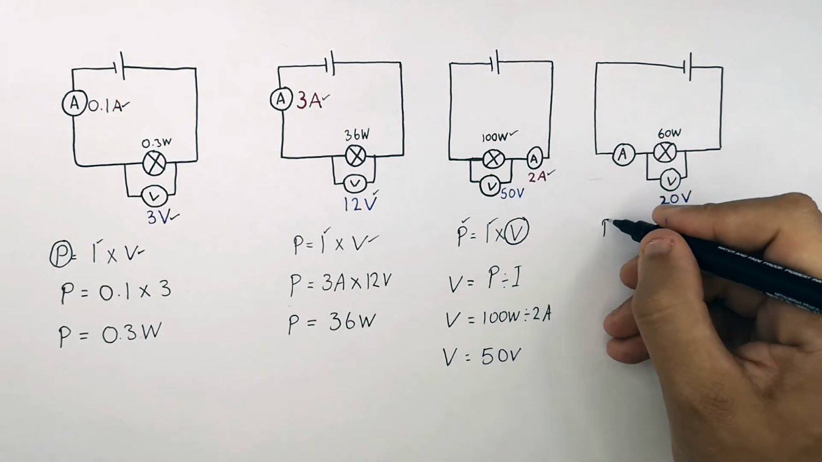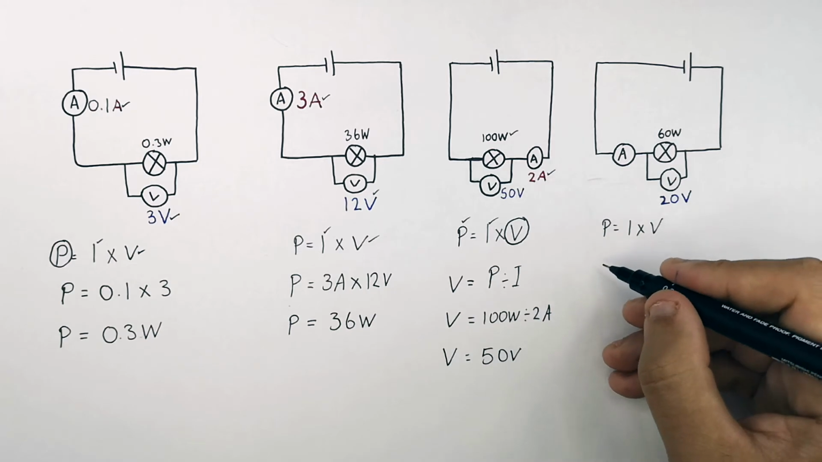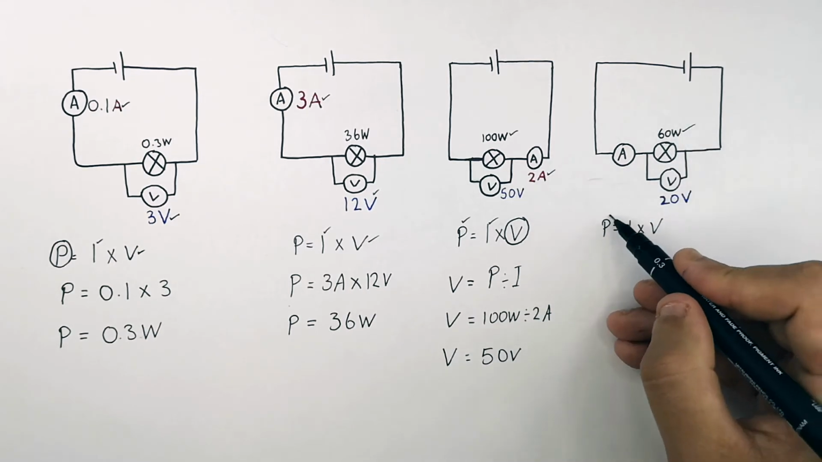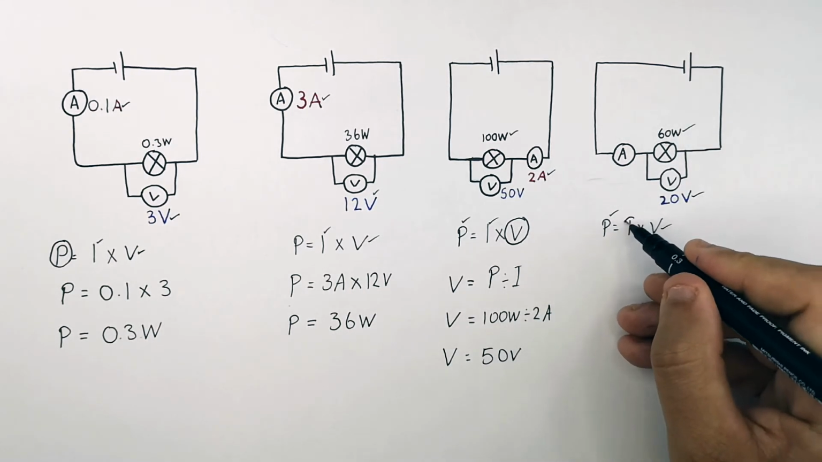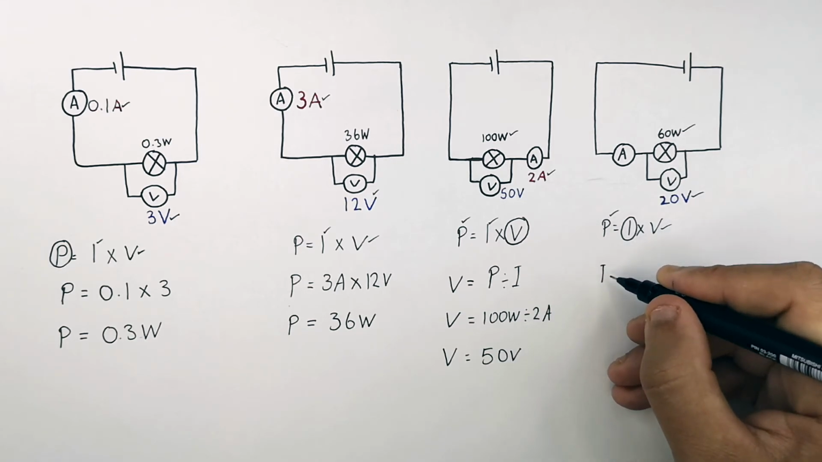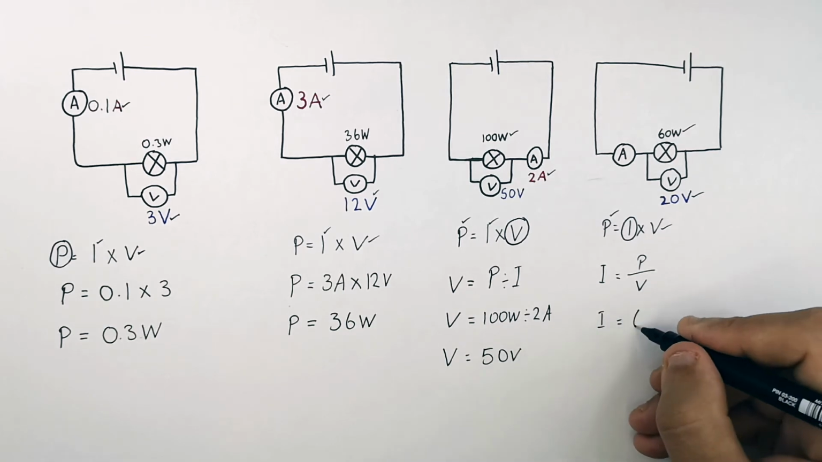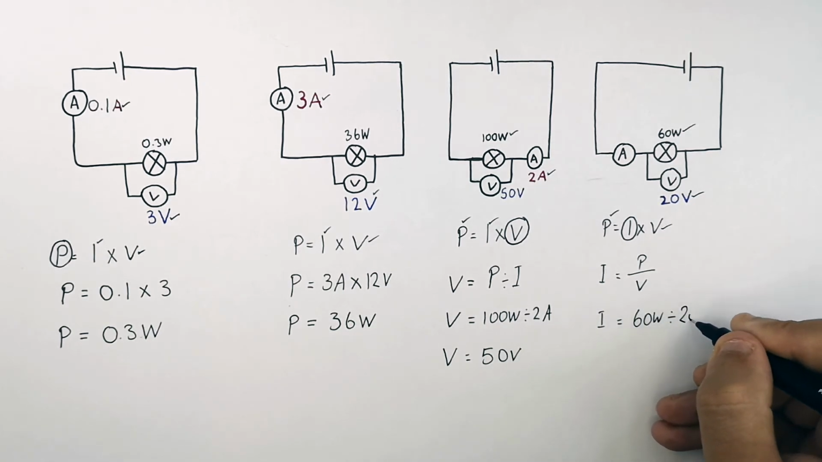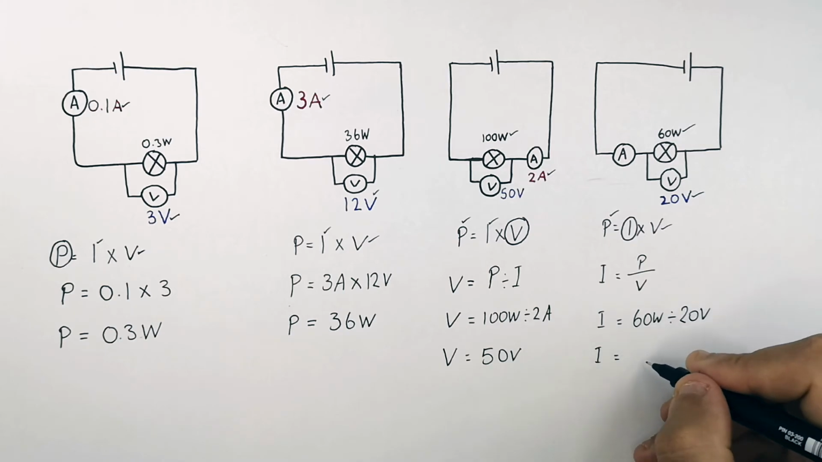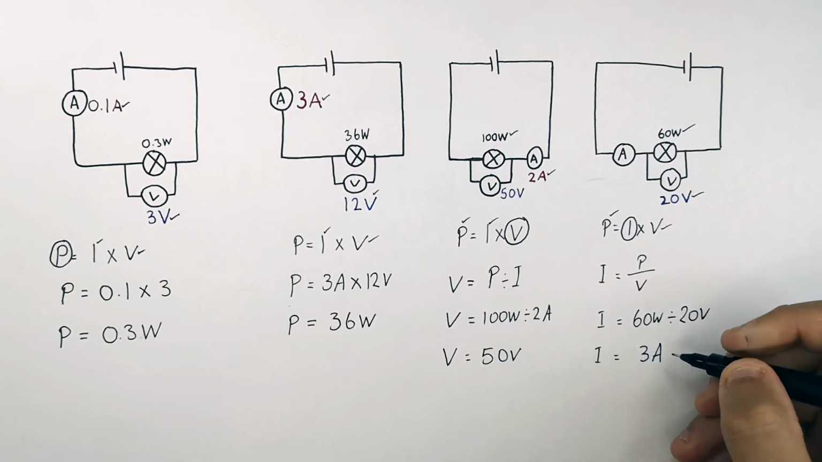Recall the equation, P equals I times V. We've got P, which is 60 watts. We've got 20 volts, which is V, so you rearrange for current I. I equals P divided by V. So I equals 60 watts divided by 20 volts, which gives you a current in this circuit of 3 amps.